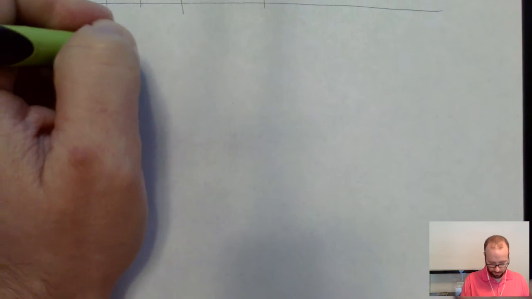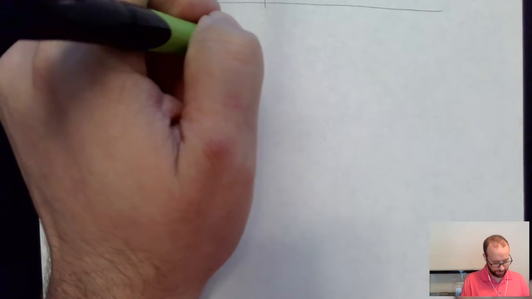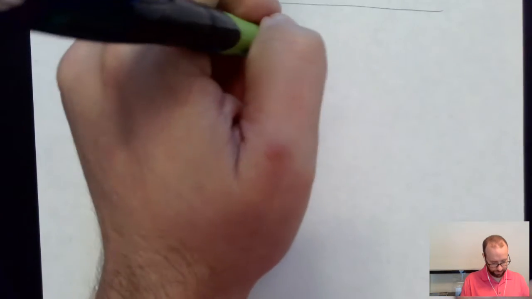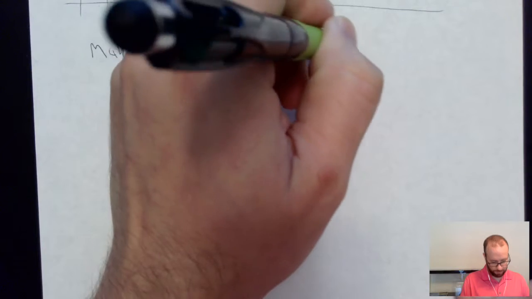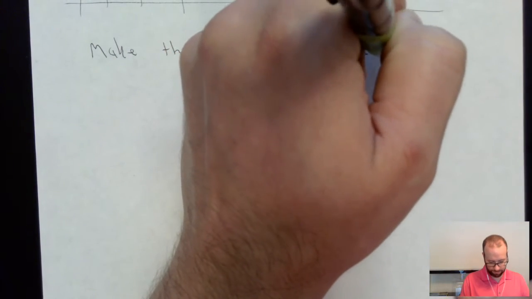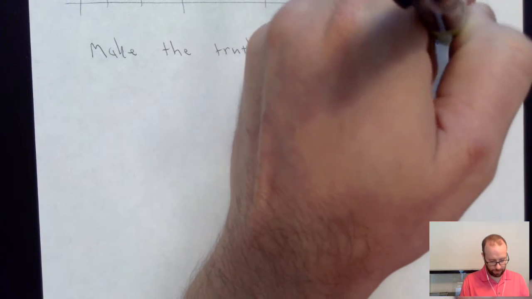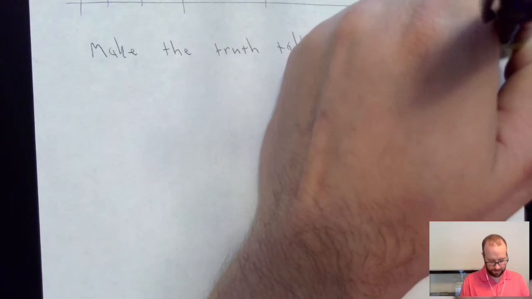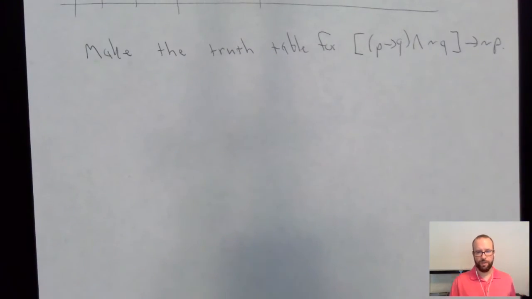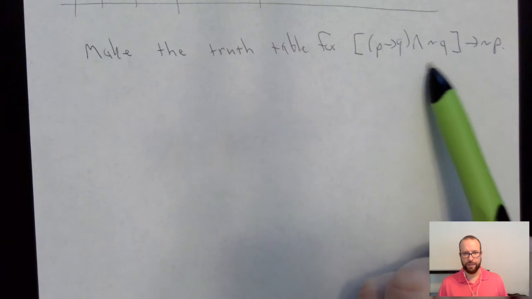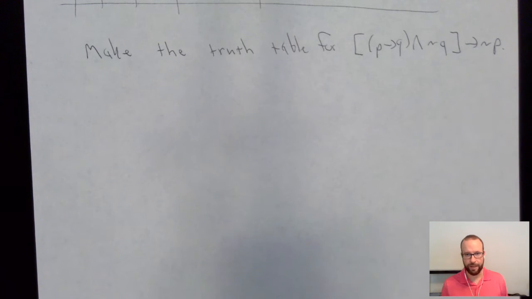I want to make a truth table about a special kind of statement, and we won't see what kind of statement it is until we're done. So let's just start making the truth table for, how about, if P then Q, and not Q, then not P.